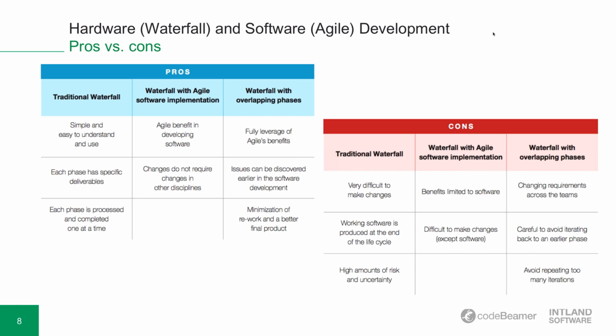And the waterfall with the overlapping phases is the model which has fully leveraged the benefits of the agile development methodology, but also the issues can be discovered earlier in the software development phase, and you can minimize the rework, and you will achieve a better final product in the end. But the cons are that changing requirements across the teams is a bit difficult, and you have to be careful to avoid iterating back to an earlier phase, and also to avoid repeating too many iterations.